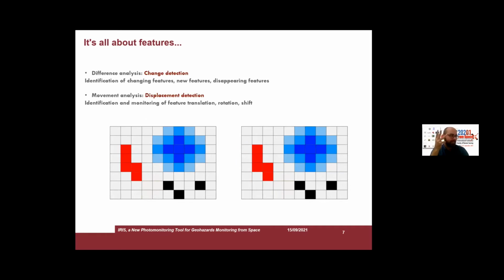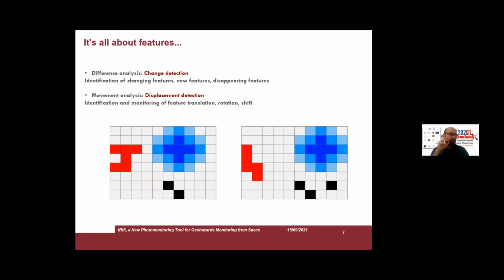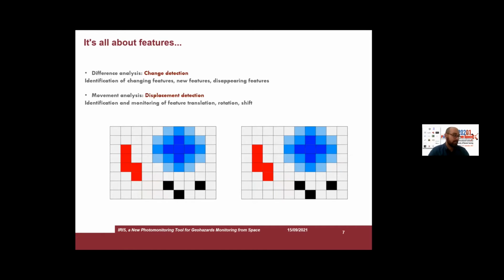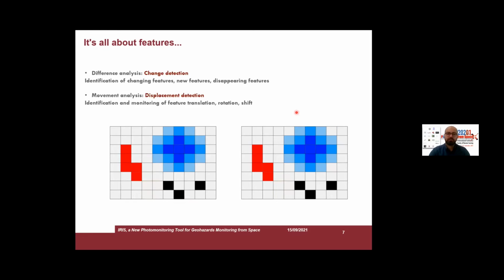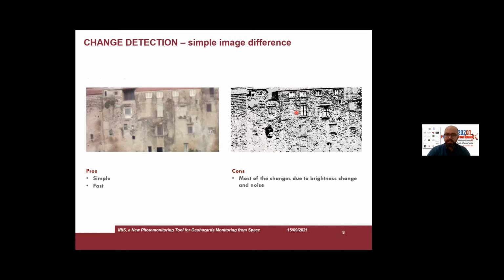What does difference analysis mean? It's change detection. Change detection, in other words, is the identification of changing features, new features, and disappearing features, as the red and black pixels below. Movement analysis is displacement detection. In other words, it's the identification and, of course, monitoring of feature translation, feature rotation, and shift, as in the blue pixels below.